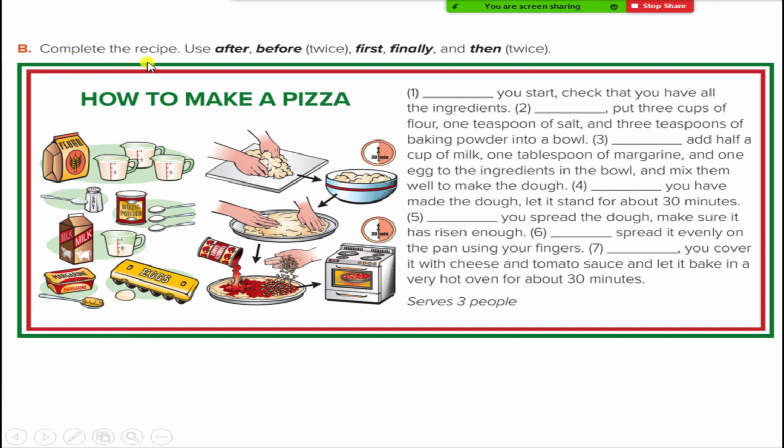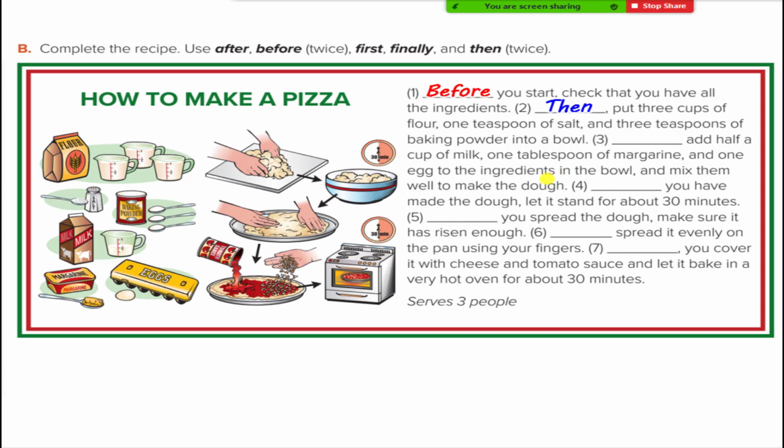Exercise B. Complete the recipe. Use after, before, twice. Before, you use it twice. First, finally, and then twice. The first one. Okay, Yusuf. Before we start, check that you have all the ingredients. Very good. Before. Yes. Number 2, Muhammad. Then put 3 cups of flour, 1 teaspoon of salt, and 3 teaspoons of baking powder into a bowl. Very good. Thank you, Muhammad.